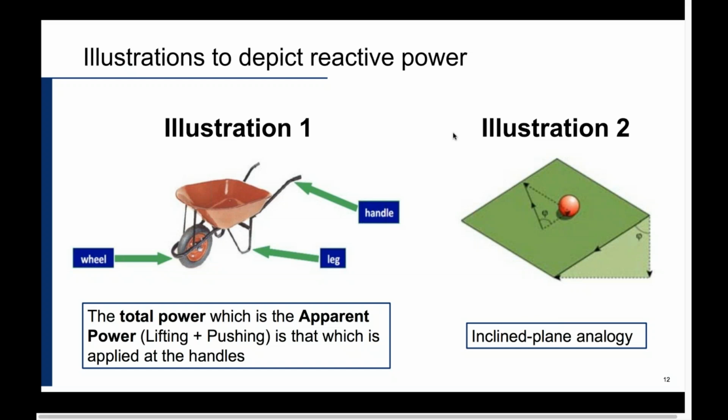On the right, there's a second analogy, which is the inclined plane. Here, if I want the ball to roll in the forward direction, I can't make it happen unless there is some extra force needed to keep the ball from rolling down. That's where we can say that the force used to keep the ball from rolling down is reactive power. The force used to keep the ball moving in the forward direction is active power.